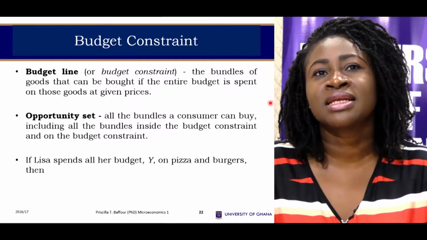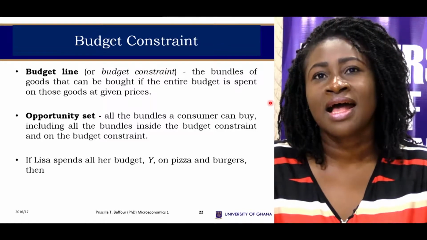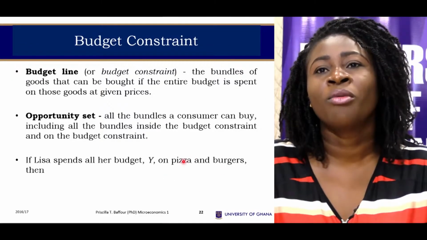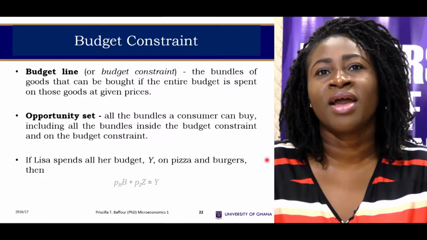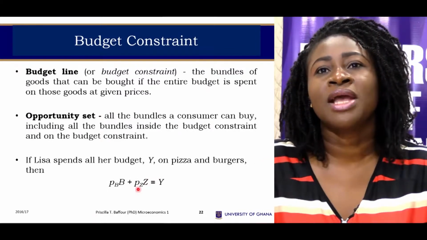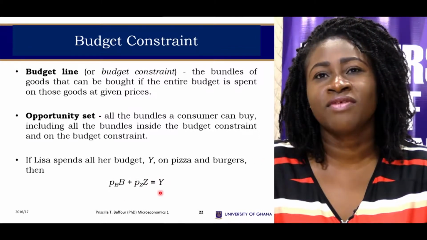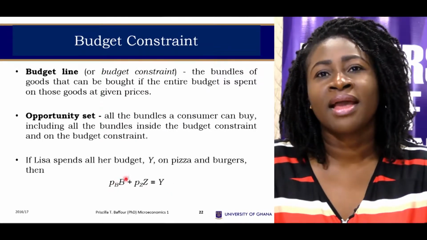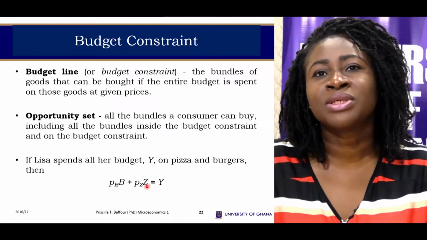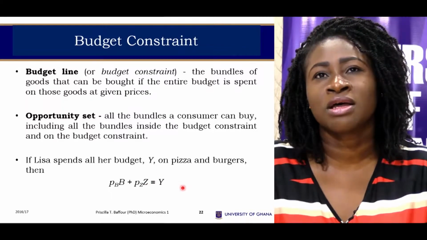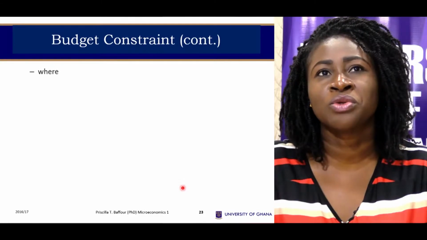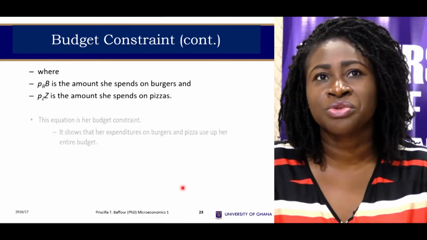So here we take a scenario where Lisa has a budget of Y, right, that she has to spend on pizza and burger for every semester. Here we assume that she is neither saving nor borrowing. So her expenditure on burger plus her expenditure on pizza would be equal to her total income at the end of the semester, assuming she's only consuming these two goods.